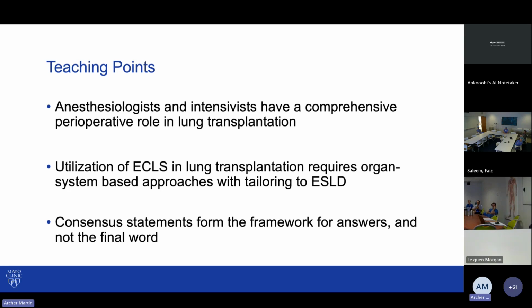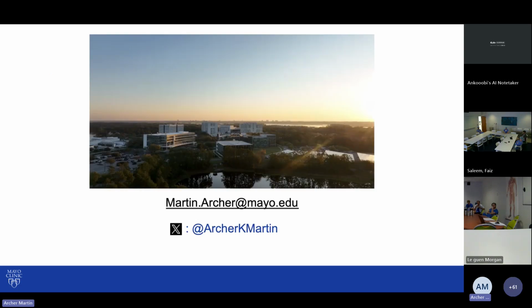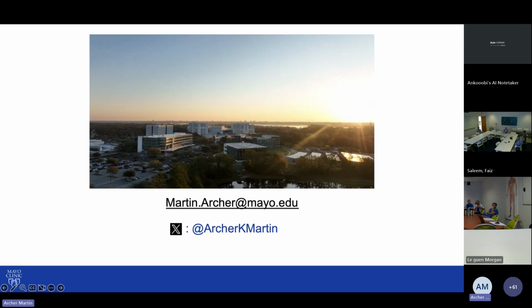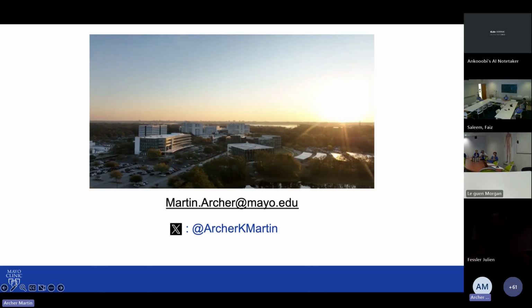Finally, consensus statements such as this one are great work, they're hard work, and they produce good results, but they form the framework for answers. They allow us the ability to move together as a team to answer these things in an academic fashion, and they're not the final word. And with that, I'll be happy to take any questions and discuss a little bit with Julian with the time we have left. Thank you.